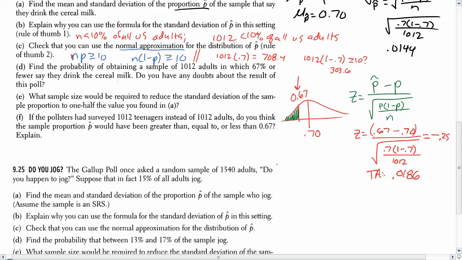Let's look back at their question. Do you have any doubts about the result of this poll? Well, we can at least say we only had a 1.86% chance of getting this result. So do you have any doubts? Yeah, it's pretty rare. So, yes, because it was a really rare event. There was only a 1.86% chance of this result.